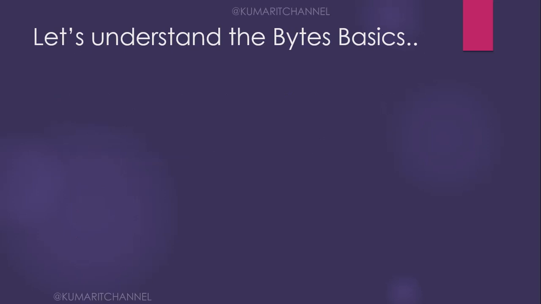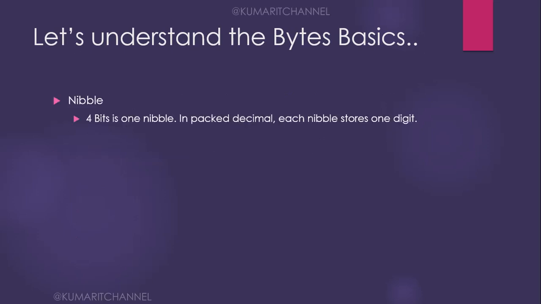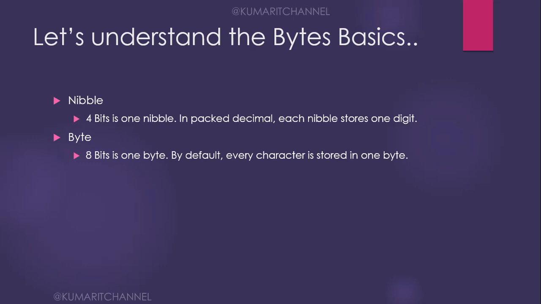Let's go back to our college days or school days. What is a nibble? A nibble is nothing but 4 bits. We call it one nibble. In packed decimal, each nibble stores 1 digit. That means when you're using a COMP-3 variable, it stores 1 digit per nibble. Normally, 8 bits, that is 1 byte, is where we store 1 digit.